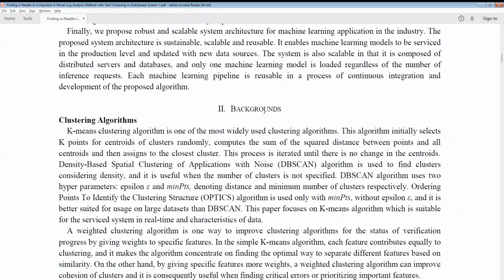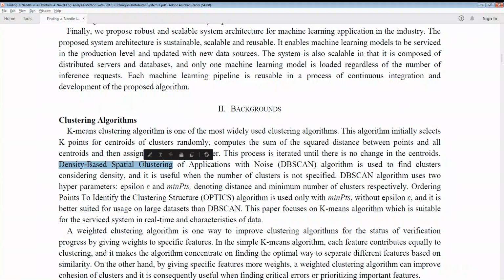Section 2 is background. Clustering algorithm. The k-means clustering algorithm is one of the most widely used clustering algorithms. This algorithm initially selects k points for centroids of clusters randomly. It computes the sum of the squared distance between points and all centroids, and then assigns each point to the closest cluster. This process is iterated until there is no change in the centroids.